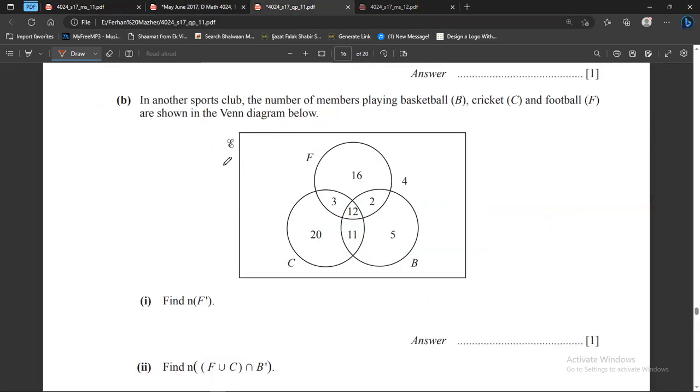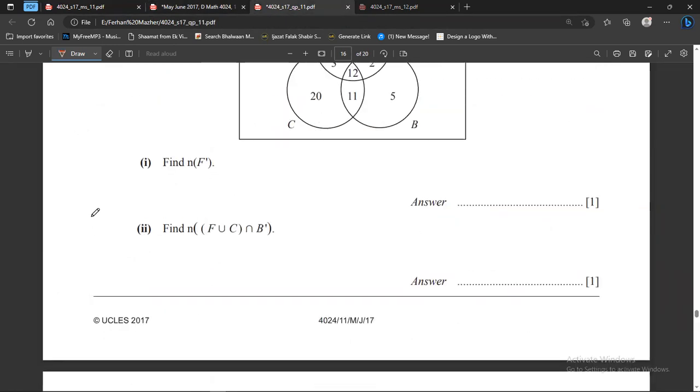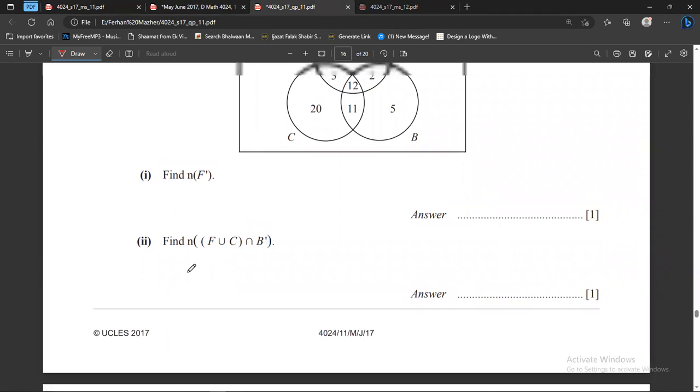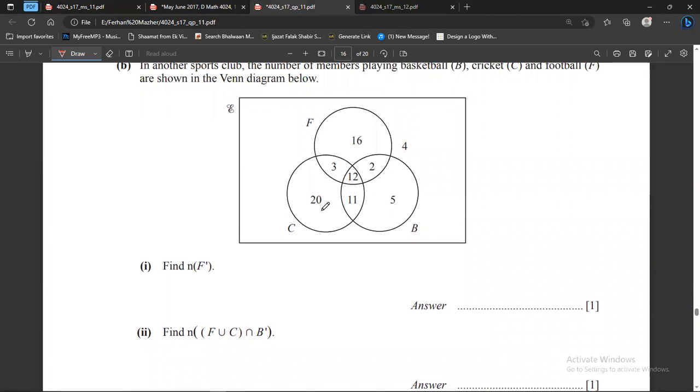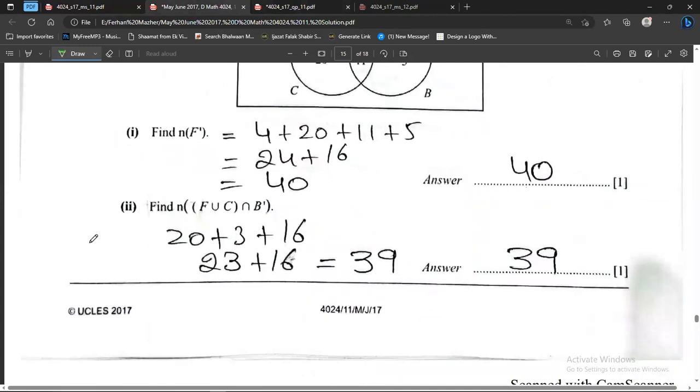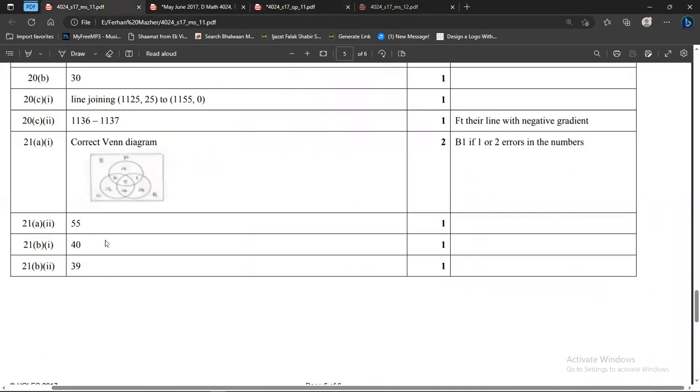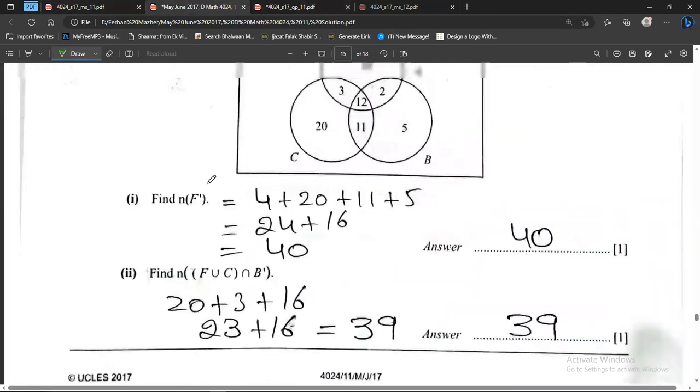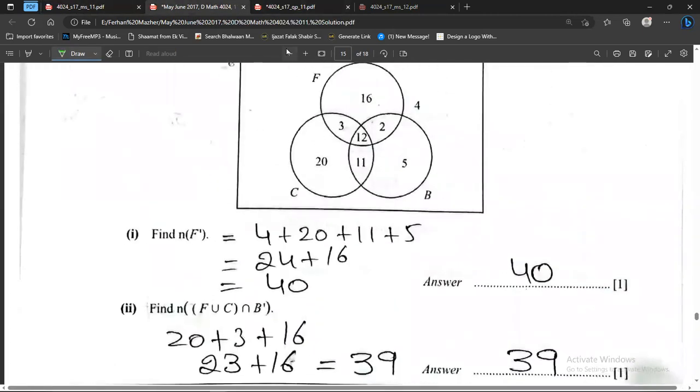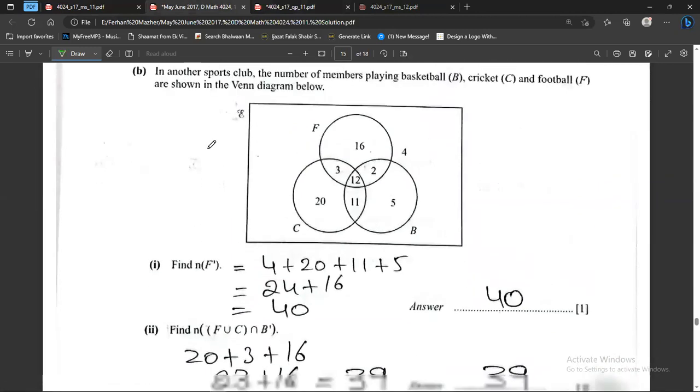Then their question is the members in the F union C intersection B complement. So you have to remain outside the B and in F union C, the common with the F union C. That will be 16 plus 3 plus 20. And that will be 20 plus 3 plus 16, and that will be 39. 39 is the right answer, sir. This is how this is done.